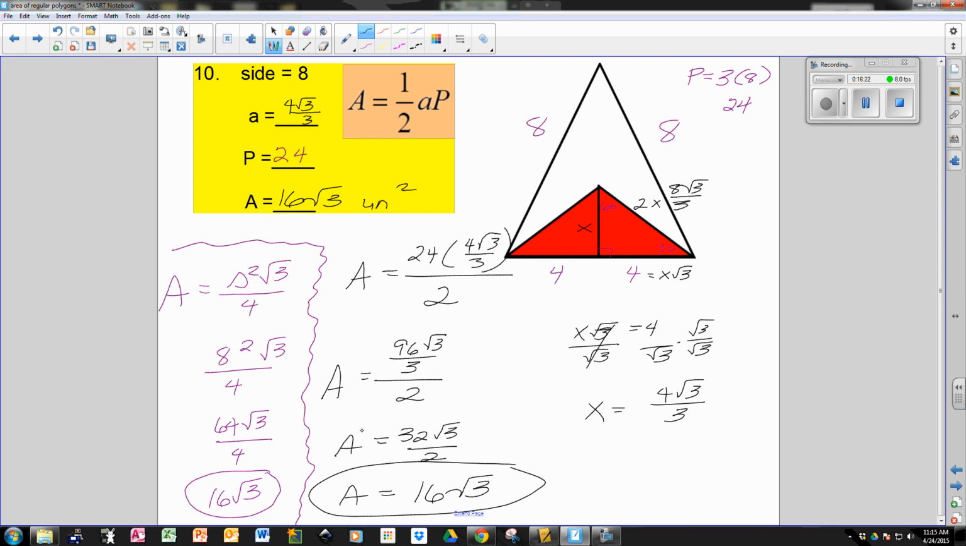So sometimes you will have multiple formulas that are okay to use. Just make sure you know how to find what's necessary.